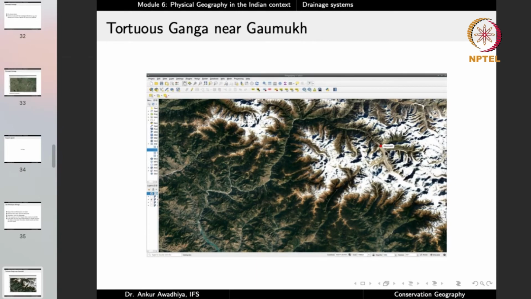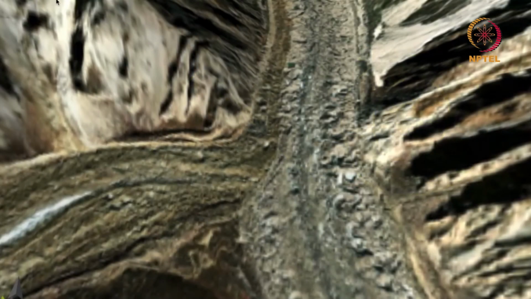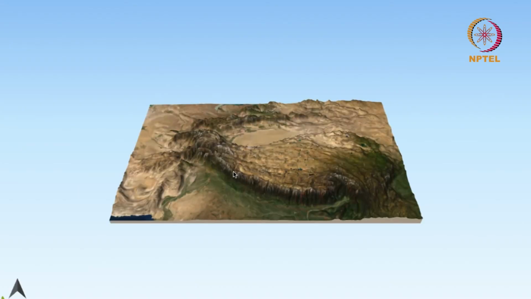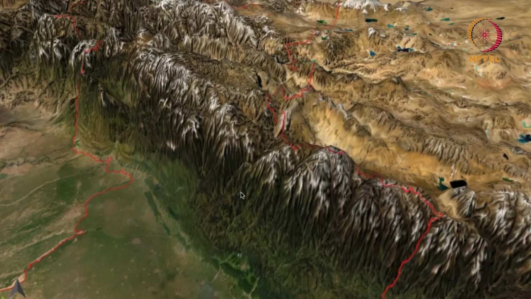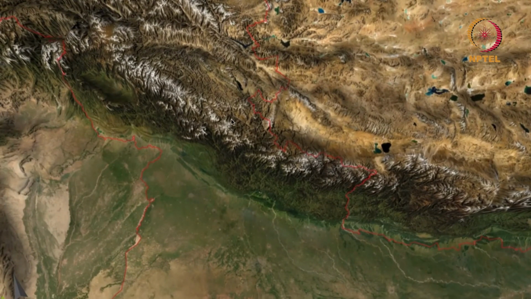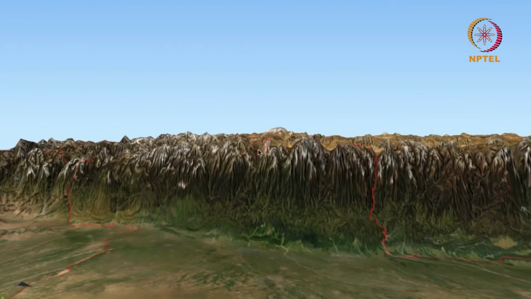If you look at the Ganga river near the Gomukh, it follows a very tortuous path, because this portion is very high and this portion is a plain area. So if I look at it in the 3 dimensions, we'll find that the river is moving through the Himalayas. So it is originating in the Himalayas in the Gangotri glacier. So let us zoom this area. Yes. So in this case, the rivers are originating in Himalayas, which are very high. So here you find a very high amount of elevation.